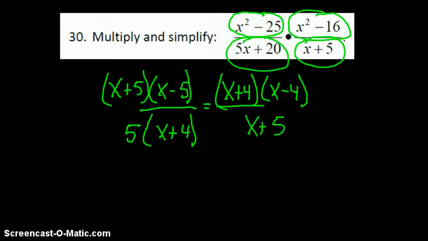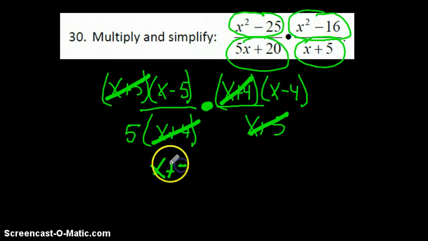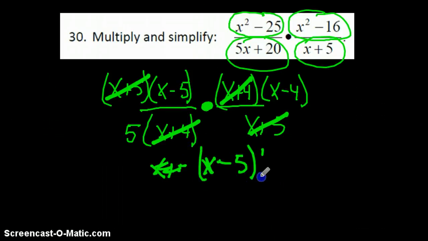Now, the next step is I call this play wipeout. You're looking for up and down or across. Now, this is not an equal sign. This is a times right here. Well, let's see. I see an x plus 5 here and an x plus 5 here. I see an x plus 4 here and an x plus 4. And that is all I see. So the final answer on this problem is going to be x plus 5. No, that's not right. Sorry about that. Let's do this again. x minus 5 times x minus 4 over 5. Okay, that's what we're looking for.